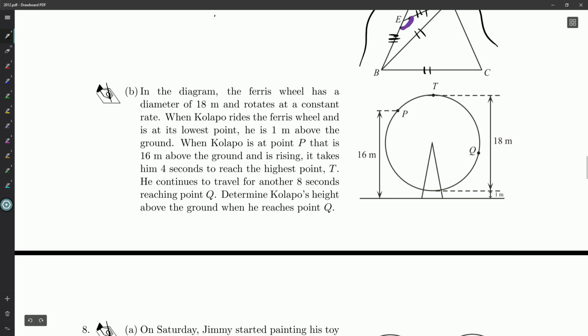In the diagram, the Ferris wheel has a diameter of 18 meters and rotates at a constant rate, which is what you want for a Ferris wheel.